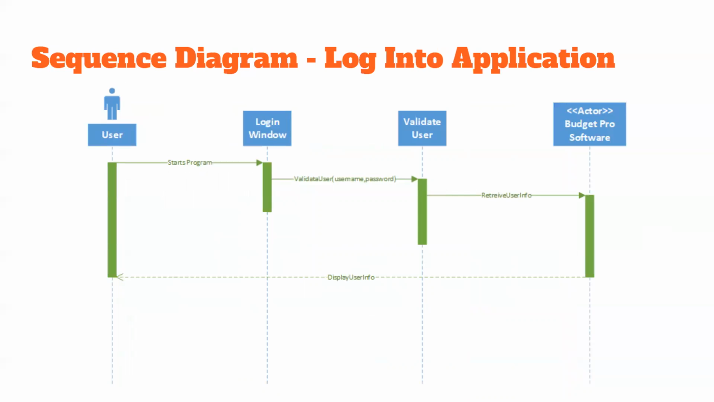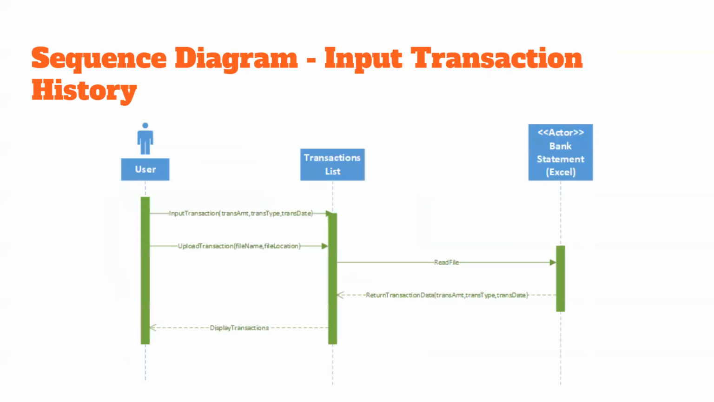And the sequence diagram for the logging in of the application, user would be able to start the program where they can see the login window. It's going to validate the user with their username and password. Once it does that, it'll retrieve their information so that they can see their Budget Pro software. And once they're finished and it displays the user information, they would be able to see what they've already input or have the option to input information.